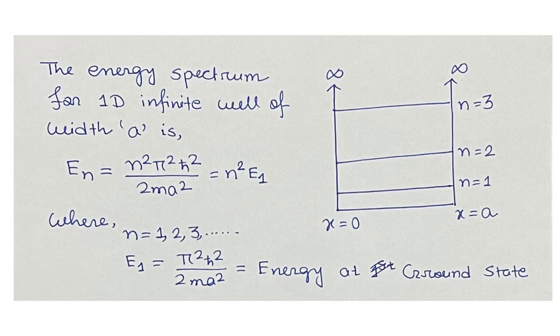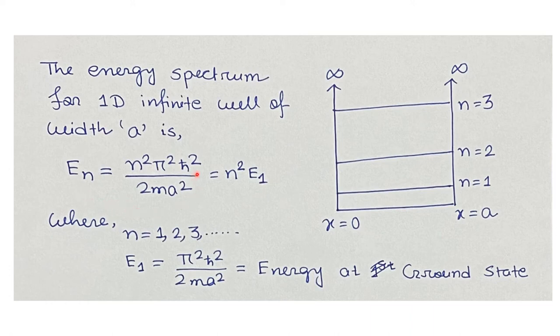If you have solved the problem for a one-dimensional infinite well having width a in your basic quantum mechanics, then you know the energy spectrum for a one-dimensional infinite well having width a is given by En equals n square pi square h cut square divided by 2m a square, where n is the principal quantum number of this system. So En is the energy of the nth energy level of this potential well.